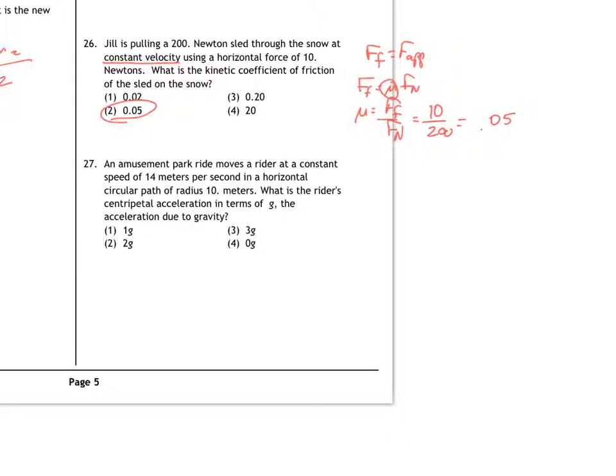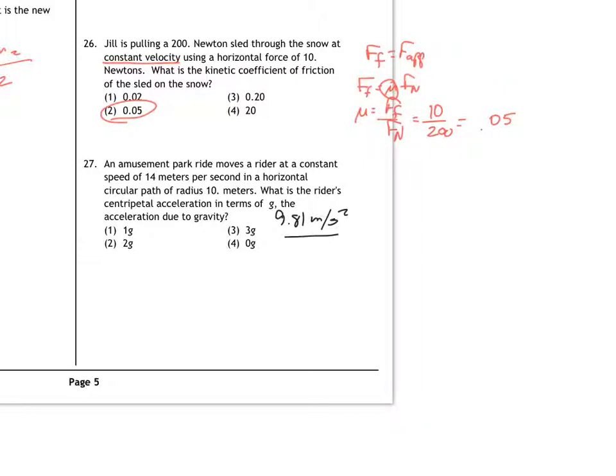Okay, so an amusement park ride moves a rider at a constant speed of 14 meters per second in a horizontal circular path of radius 10 meters. What is the rider's centripetal acceleration in terms of g, the acceleration due to gravity? g is 9.81 meters per second squared. But what we're going to do is solve this one normally, and then we'll see what our answer will be some multiple of this value.